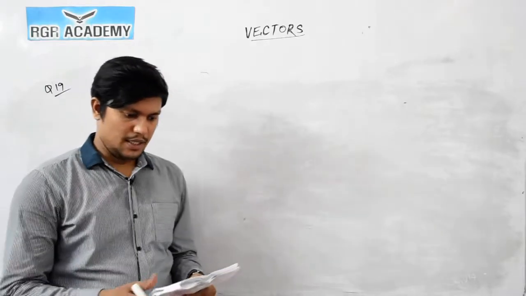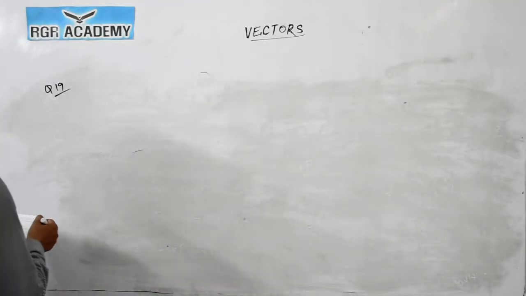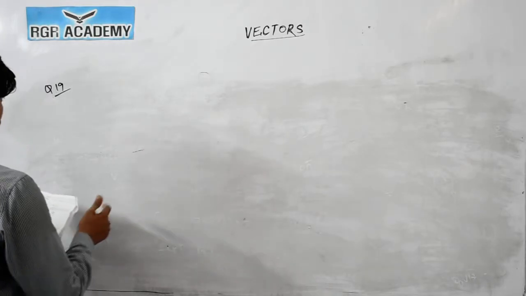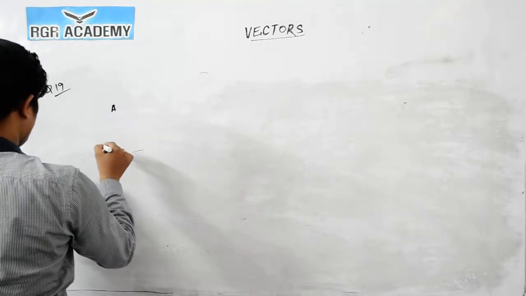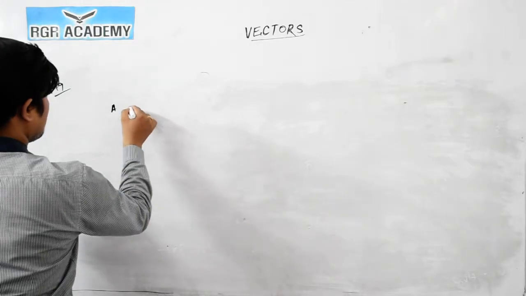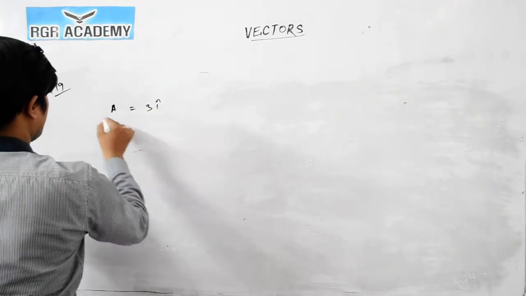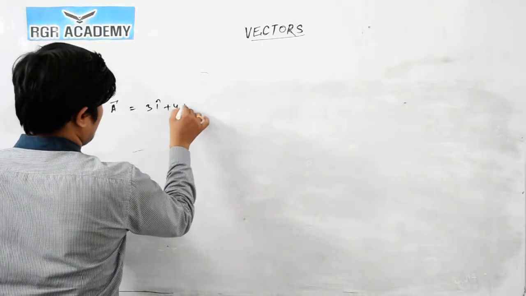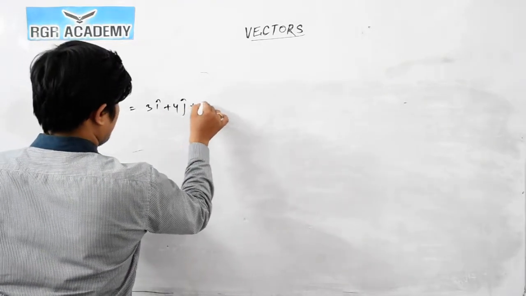Now question number 19: the position vectors of points A, B, C and D are given. The position vector for point A, which I will name OA vector, is 3 i cap plus 4 j cap plus 5 k cap.